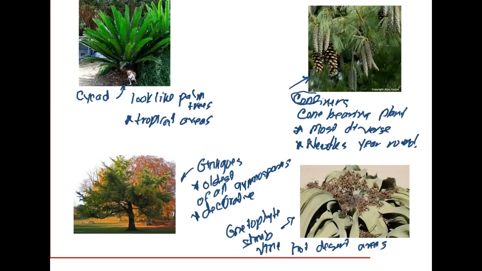So when we talk about gymnosperms, there's basically four different groups. There is the group that is known as the cycad, there is the group that's known as the conifers, there's the group that's known as the ginkgos, and there is the group that's known as the neophytes. So two C's and two G's: cycad, conifers, ginkgos, and neophytes.